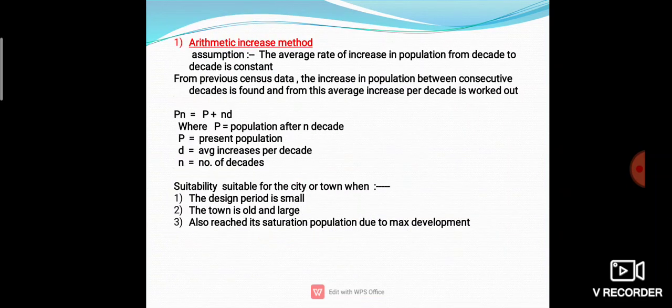And regarding the suitability that I mentioned in the previous session, there are some criteria and limits, and after that we apply this method. So, suitability for the city or town: first, the design period is small, and the town is old and large, meaning there is not much scope for widening of population. It also reaches its saturation population due to maximum development.